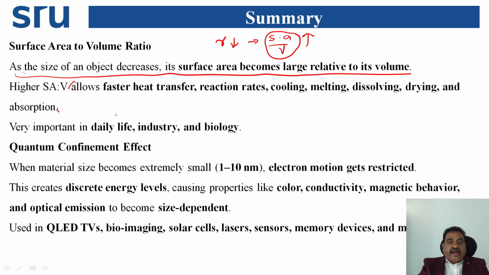So, higher surface area to volume ratio allows faster heat transfer, reaction rates, cooling, melting, dissolving, drying, and absorption we can observe. So, very important in daily life and industry and biology related we discussed in this video.